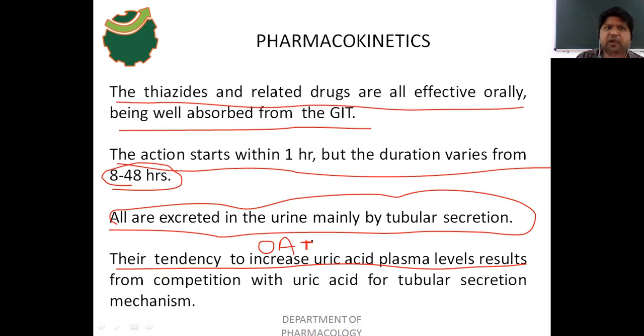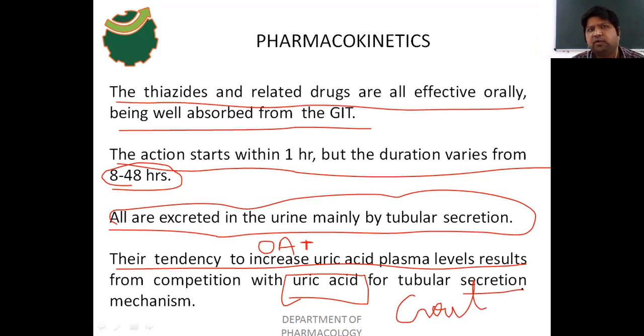I use the word competitive inhibition. Both will try to bind with the same site, but instead of uric acid, thiazides will bind with OAT, and thereby uric acid has to stay in the nephron. It has to wait for another organic acid transporter. Meantime, uric acid will be reabsorbed into the blood, and as a result the plasma uric acid level will increase, and that will result in gout. There will be a deposition of uric acid crystals in the joints and skin, and that will result in gout. So the same as we discussed in loop diuretics, there are two substances which want to go out of the kidney, or which want to reach the site of action, by utilizing the same transporter. One is uric acid and the other is thiazide diuretics.